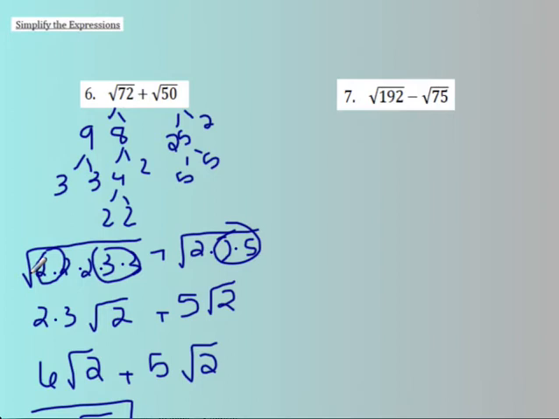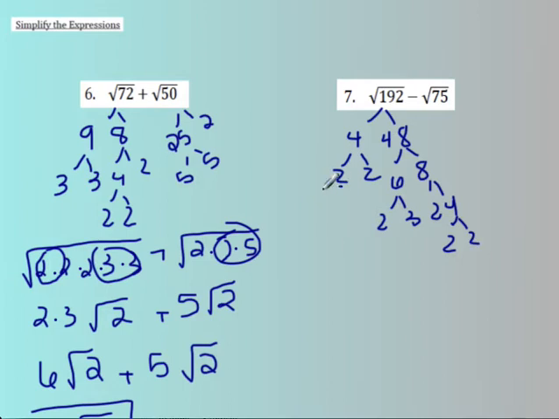Let's take a look at number 7. So we need to break down 192. I took 192 and divided it by 4, and I found out that that works out to be 4 and 48. So 4 I can break down to 2 and 2. 48 I can break down to 6 and 8. Well, 6 breaks down to 2 and 3. 8 breaks down to 2 and 4. So then we want to break down that 4 into 2 and 2.